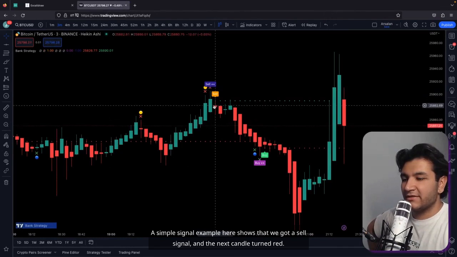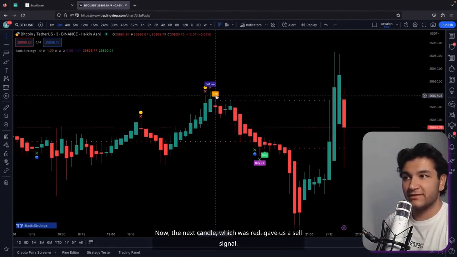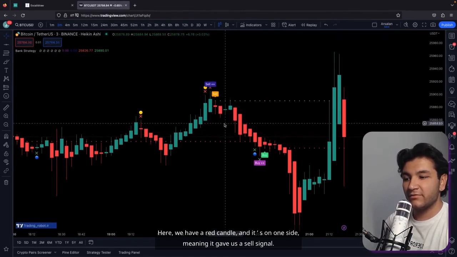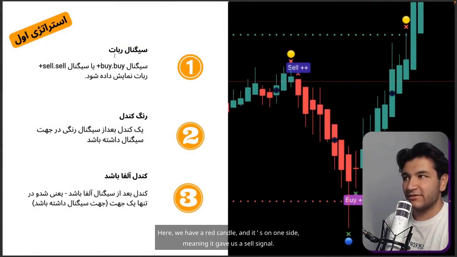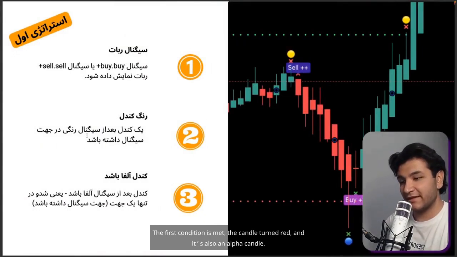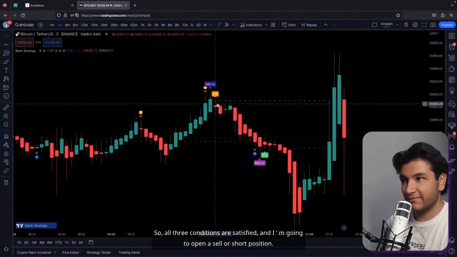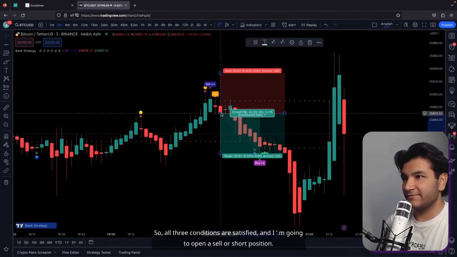A simple signal example here shows that we got a sell signal, and the next candle turned red. But it also went up in the meantime. Now, the next candle, which was red, gave us a sell signal. Here, we have a red candle, and it's on one side, meaning it gave us a sell signal. The first condition is met, the candle turned red, and it's also an alpha candle. So, all three conditions are satisfied, and I'm going to open a sell or short position.